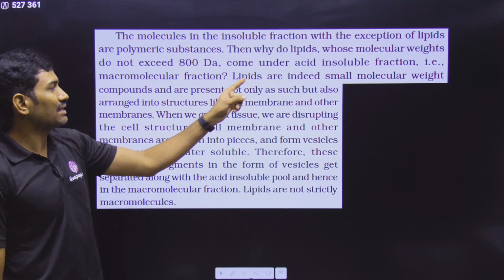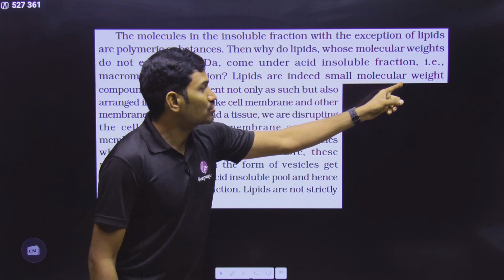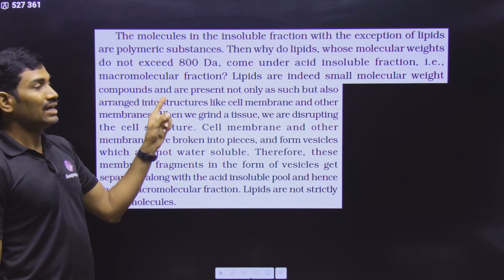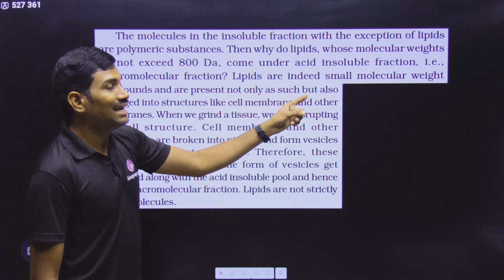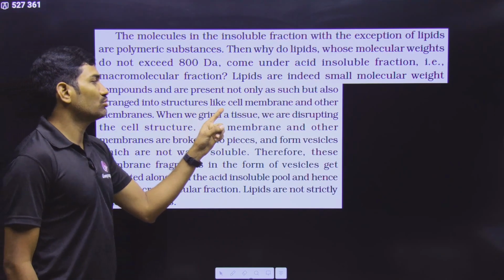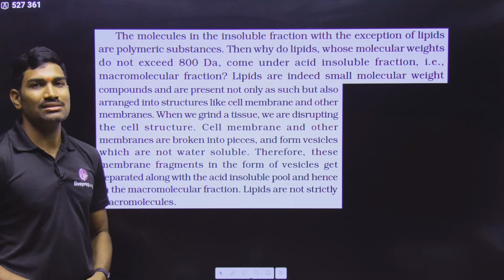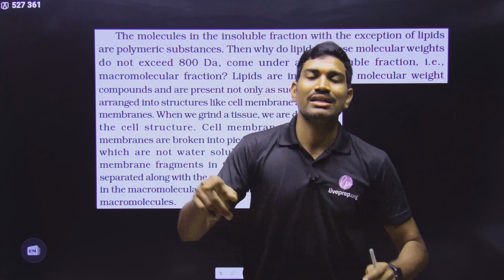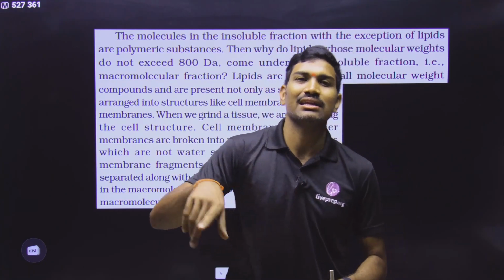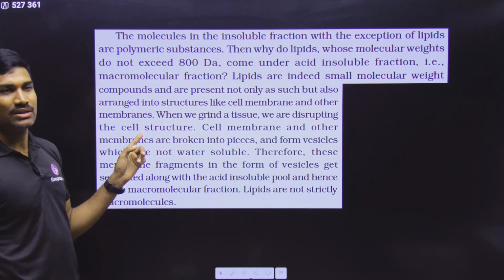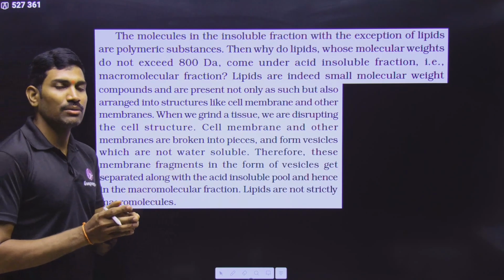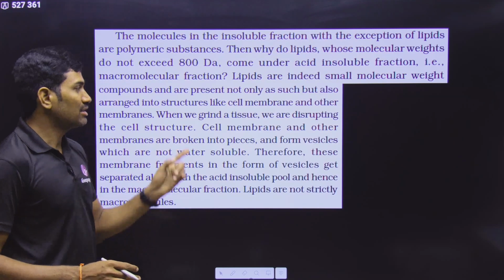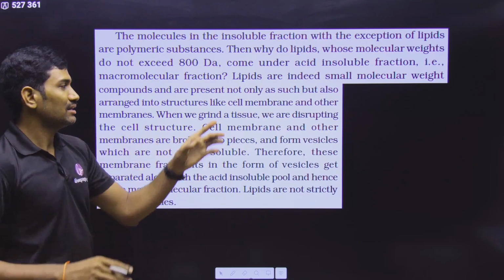Now what is the answer they have given? Lipids are indeed small molecular weight compounds and are present not only as such but also arranged into structures like cell membrane and other membranes. Membranes means what? These lipids are aggregated together so that they are forming membranes, vesicles, and then micelles. Yes or no? In this way, they are forming. So they are not only present as such. That means some lipids are present individually, but the majority of these lipids are present together in the form of membranes or some other vesicles.